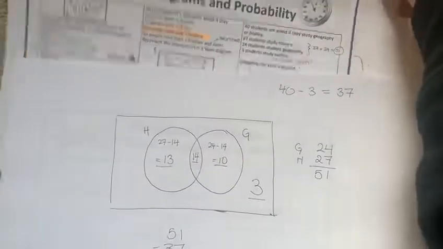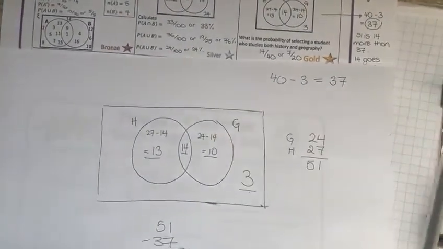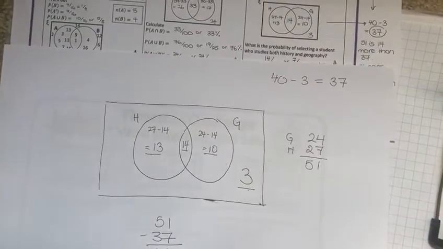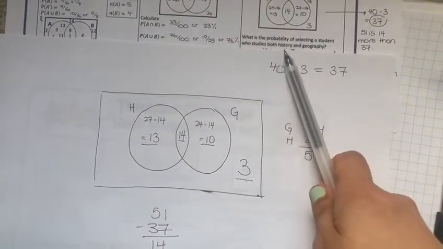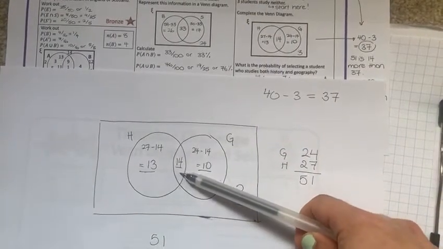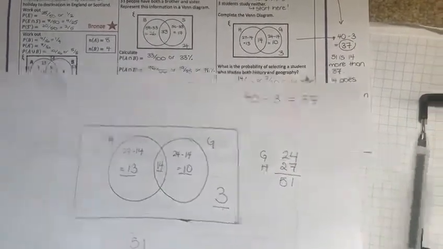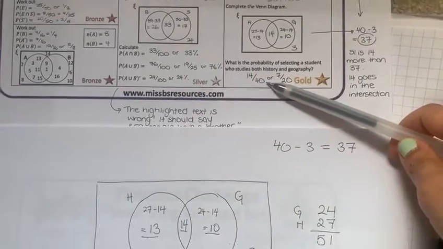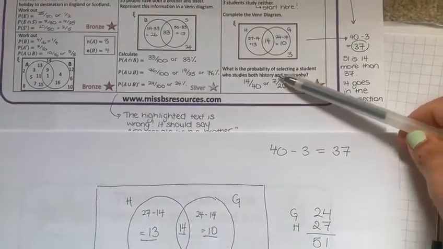The question then asks to complete the Venn diagram, which I've done, and then what is the probability of selecting a student who studies both history and geography? So both history and geography is the bit in the intersection. So the probability would have to be, I've done it up here, 14 out of 40, which is the total number of students, or you can reduce that down to 7 out of 20.